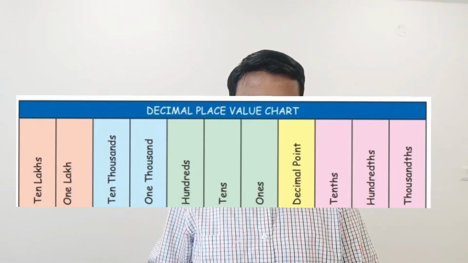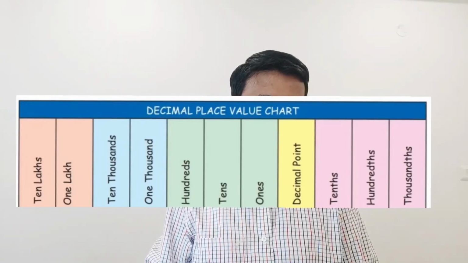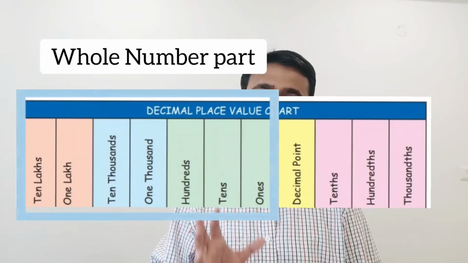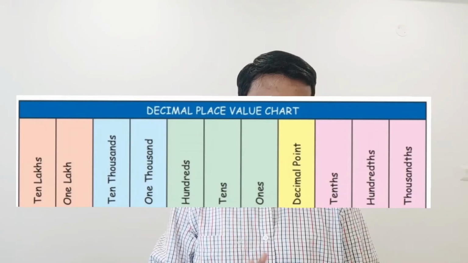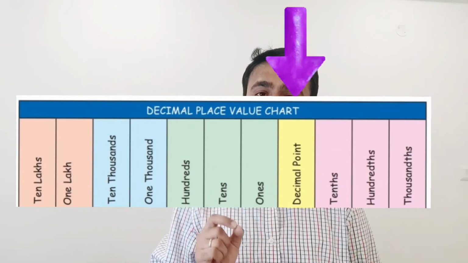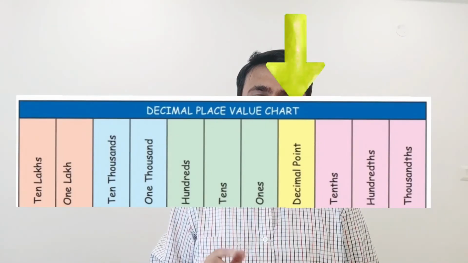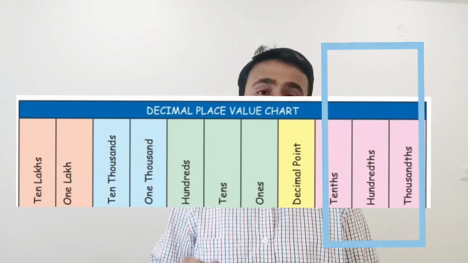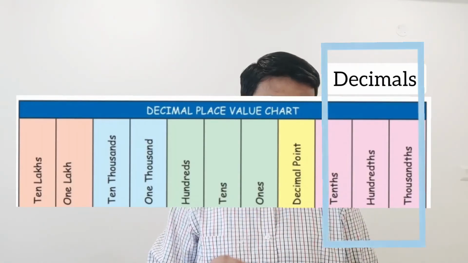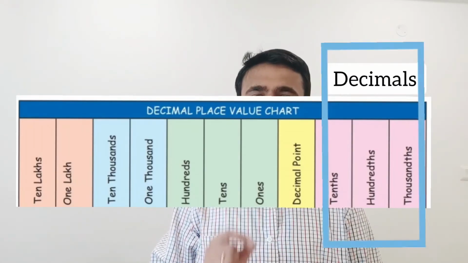As you can see, on the left we have 10 lakh, 1 lakh, 10,000, 1,000, hundreds, tens and ones. Now that is your whole number part. You learned this in your previous grades. After that we have something called the decimal point. You know that every decimal number has a decimal point, and to the right of the decimal point you can see the place value of the decimal places. Alright, so we have the tenths place, we have the hundredths place, and we have the thousandths place.